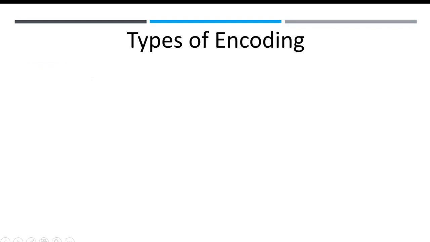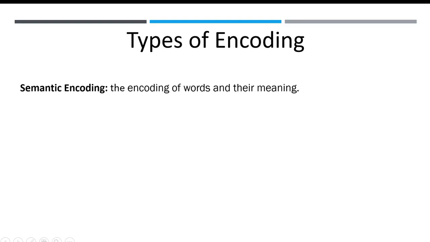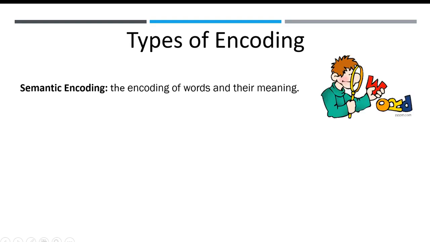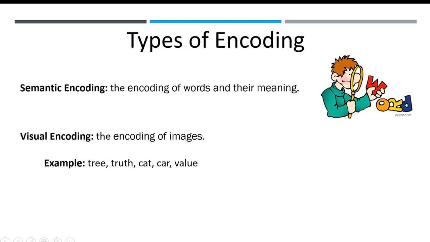There are three types of encoding. The first is semantic encoding, which is the encoding of words and their meanings. So it's trying to encode what the meanings of words are. There's visual encoding, which is the encoding of images. For example, when you see these words, which words pop out to you that show an image in your head? Most likely it will be the words tree, cat, or car that you'll automatically associate an image with, whereas truth or value may not produce a visual image in your head.